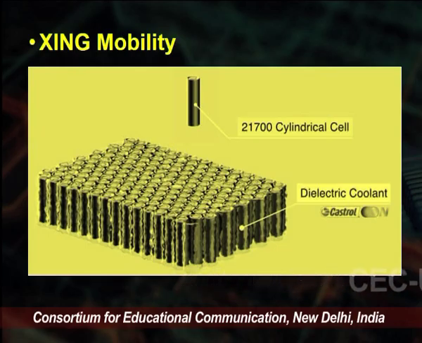You can see in this figure that we have 21700 cylindrical cells in contact with each other, forming a sheet-like structure, and that is used with the coolant. All these 21700 cylindrical cells have a dielectric coolant in them, and that system is used to cool the other electronic devices. So this type of formation is used according to the requirement: how big a system, how high a power system we have, and how we will cool it.